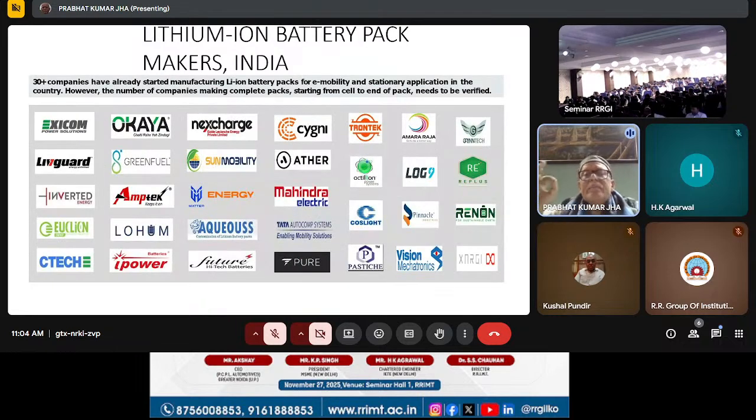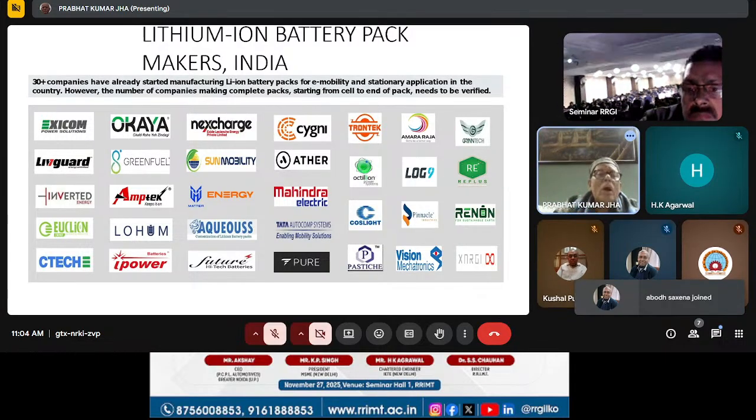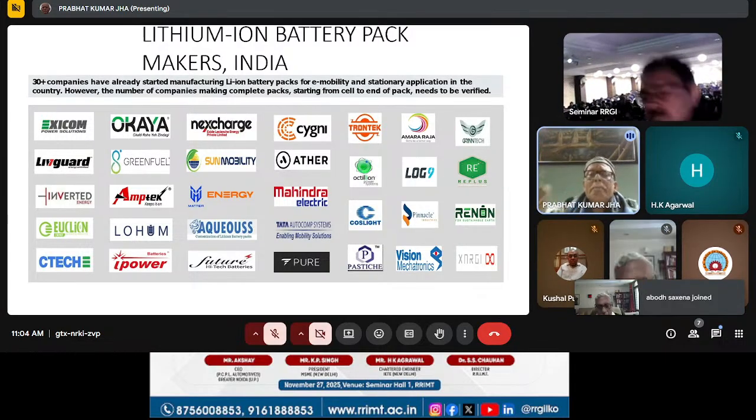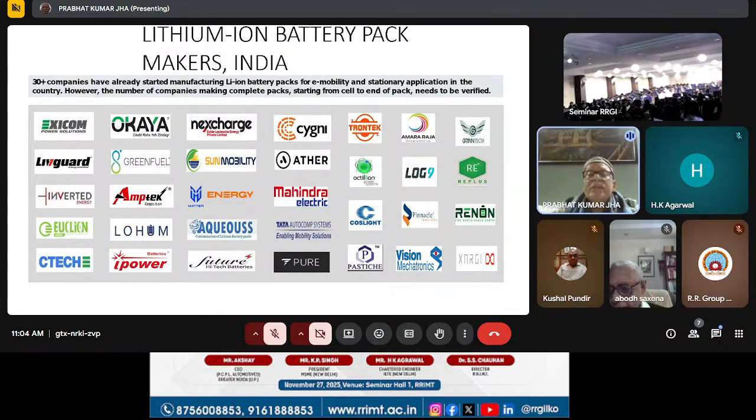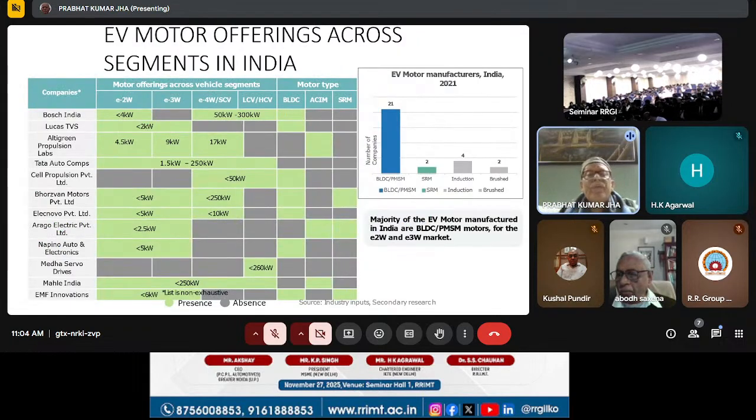And the lithium ion battery pack makers in India, that is 30 plus companies, have already started manufacturing lithium ion battery packs for e-mobility and stationary applications in the country. However, the number of companies making complete packs starting from cell to end of pack needs to be verified. So these are making batteries, but starting from cell to end of pack, you have to verify on your own. Okay.